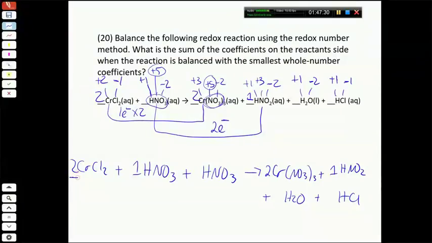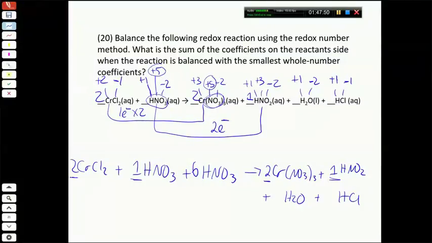Again, this one is already set. This one is already set. We just have to make sure that the number of oxygens and hydrogens are balanced. So if we look at our product here, we have 6 more nitrates that we need. 2 chromium nitrates, each with 3 NO3 minuses. So we need 6 more nitrogens. So that's going to come from there.